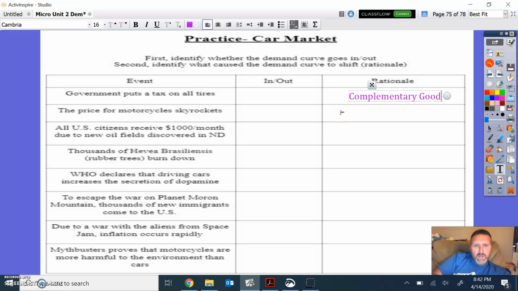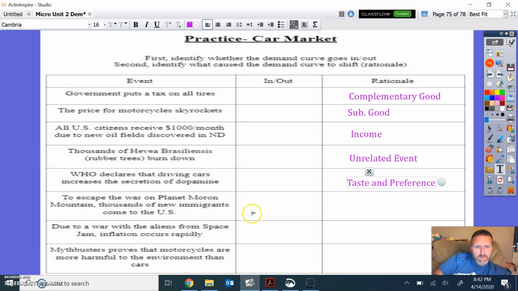The price for motorcycles skyrockets. That's a substitute good. All new citizens receive $1,000 a month due to new oil fields discovered. That's a change in income. People are going to have more money. Thousands of Hevea trees in Brazil, I have no idea what those are. Rubber trees burned down. To me, this is an unrelated event, so that's going to be a no change. The WHO declares that driving cars increases the secretion of dopamine. I'm guessing that's a good thing. So that's tastes and preferences.